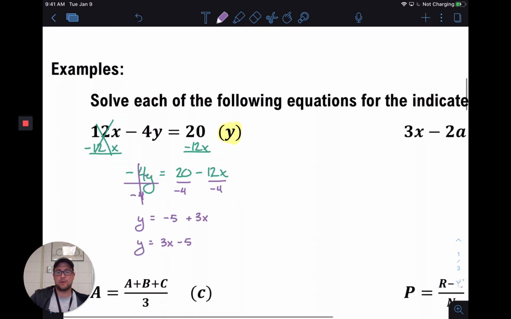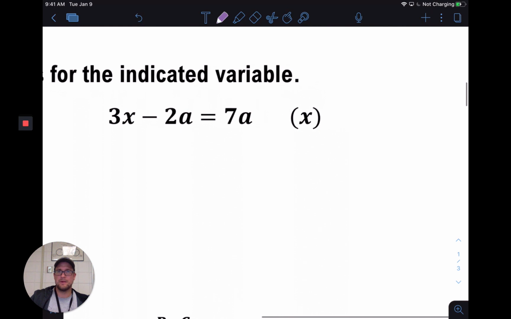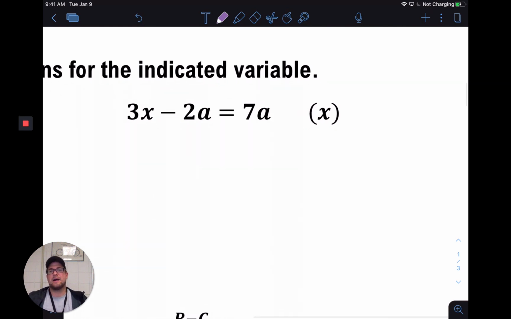Let's take a look at another problem. Moving across, we have 3x minus 2a is equal to 7a. In this situation, we are trying to solve for x. So let's make sure we get the x variable alone. The first thing we want to do is move 2a over to the other side. This time, we need to add 2a to both sides since it was being subtracted in the original.